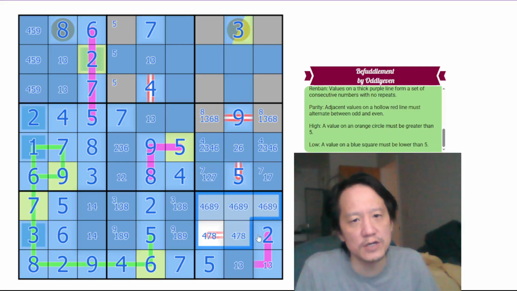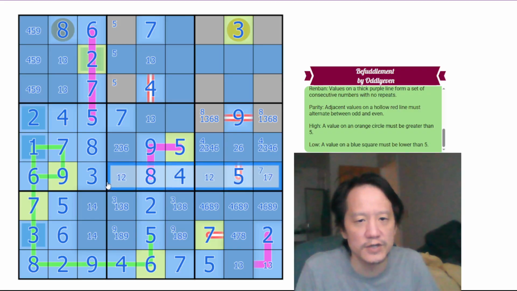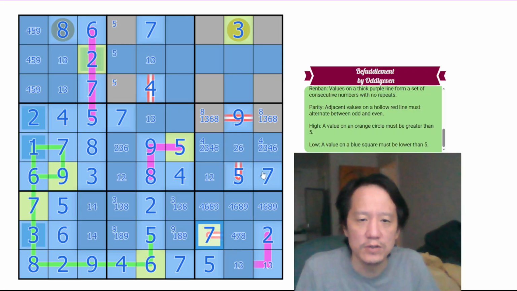Which means where's the doubler in box 9? It has to be here. So this is the doubler, and therefore it's 7. So this can't be 7 here. Where's the 7 remaining in row 6? It must be here. This 3 eliminates 3 here, so this is 1. That's 3.